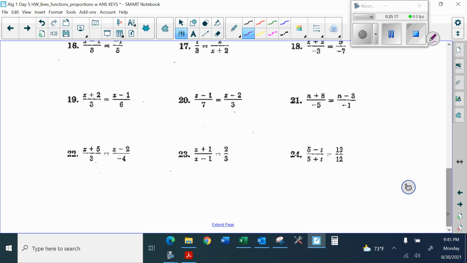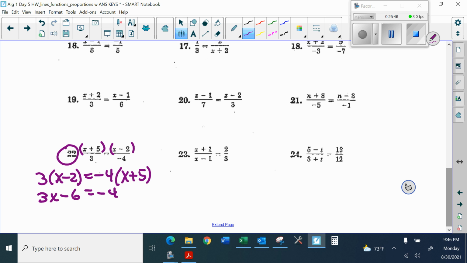Okay, let's say number 22. So I see I have two terms there, so I must have parentheses. I'm going to go ahead and need to cross multiply. So I have 3 times the quantity x minus 2 equals -4 times the quantity x plus 5. Now, it's not going to do me any good to divide by 3 over -4 on both sides because they don't divide evenly. So I'm not going to do that. So I'm going to distribute. 3x minus 6 equals -4x minus 20.